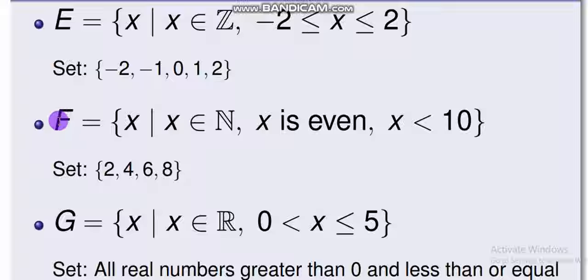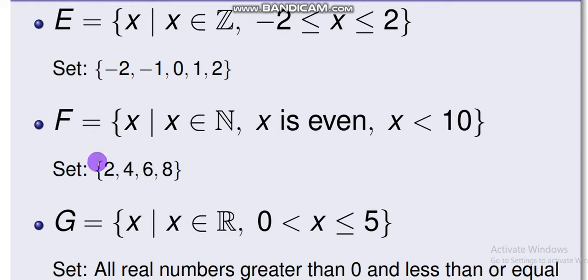Then the next example is set F. Set F is a set of variable x such that x belongs to a set of natural numbers. We remember natural numbers are counting numbers starting from 1, the numbers we use for counting. The first condition says that our variable must be a natural number. The second condition says that it has to be an even number, meaning a number that is divisible by 2. And the third condition says it should be less than 10.